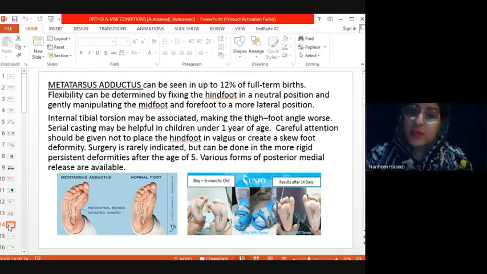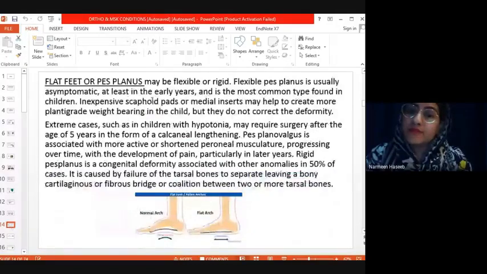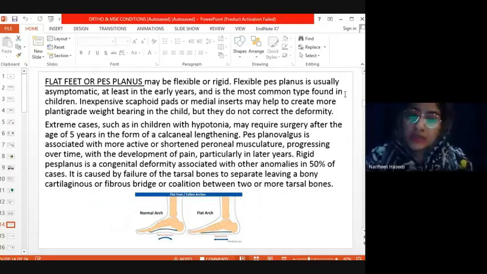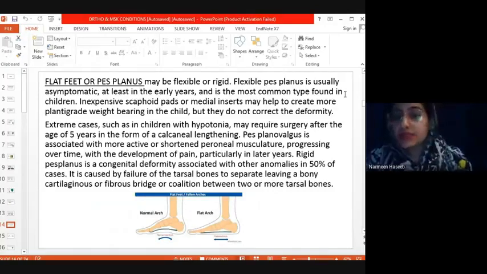Flat feet or pes planus may be flexible or rigid. You see, this is the normal arch of the foot, and this is a flat foot having no arch. Flexible pes planus is usually asymptomatic, at least in early years, and is the most common type found in children. Inexpensive scaphoid pads or medial inserts may be helpful to create more plantigrade weight bearing in the child, but they do not correct the deformity.